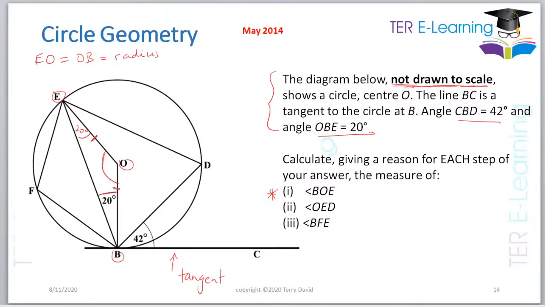Therefore, you know that when you add up the angles in a triangle, you get 180 degrees. So BOE is equal to 180 degrees minus the other two angles, which are 20 plus 20. So that's 180 minus 40, which gives me 140 degrees. So those of you all who worked it out, that is correct. 140 degrees. Good job.